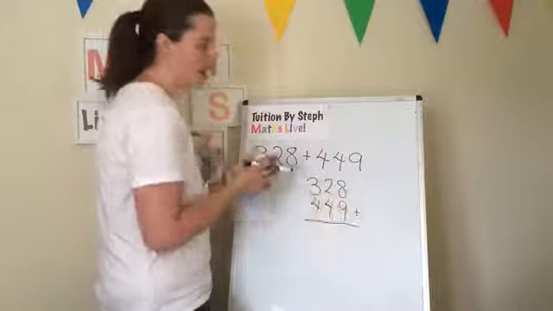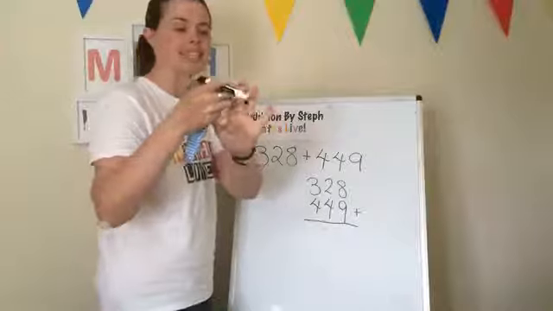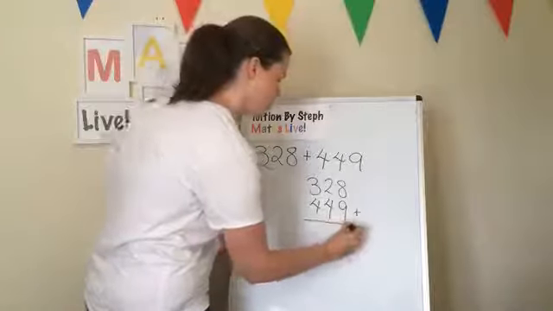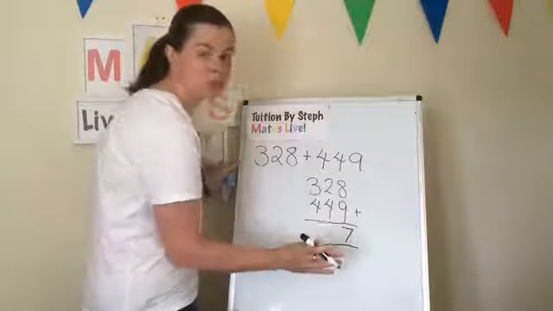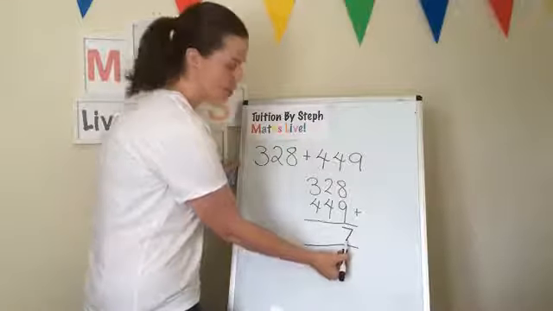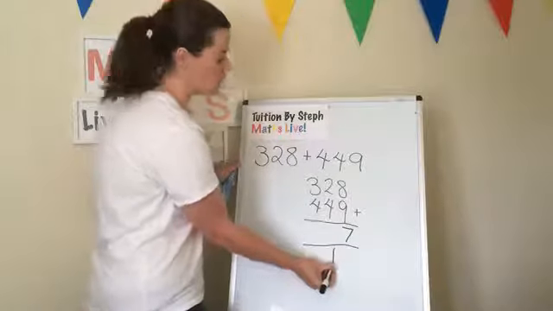9 and 8. So 9, 10, 11, 12, 13, 14, 15, 16, 17. Okay, 17, two digit number, so we have to split it. Keep the ones there, the 7, and the teen, the 1, goes to the next column.